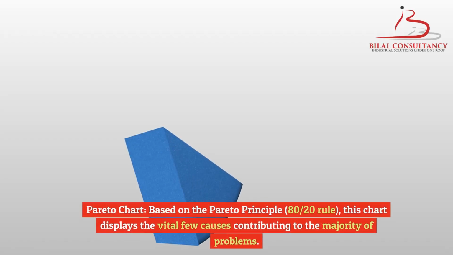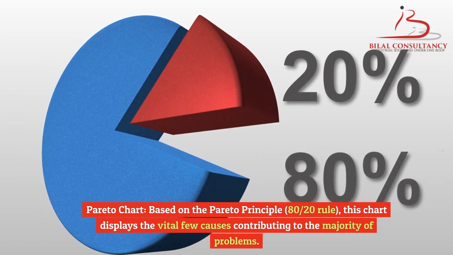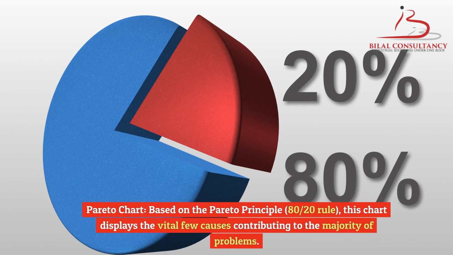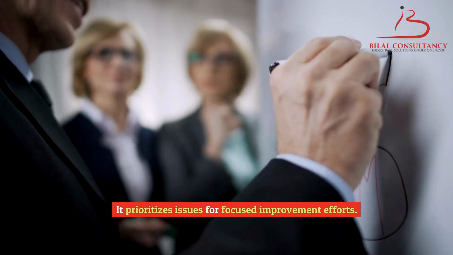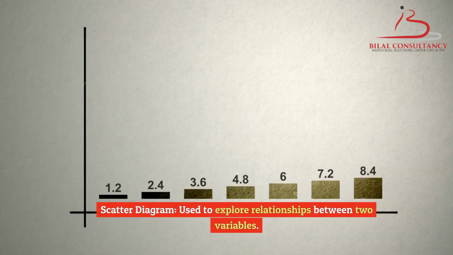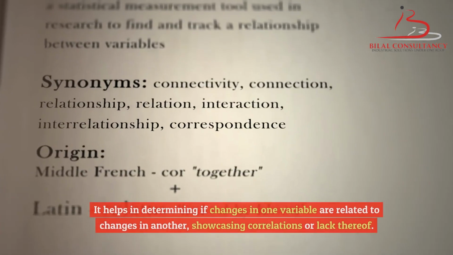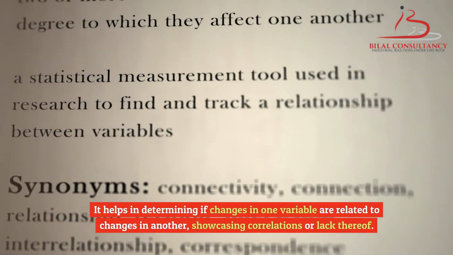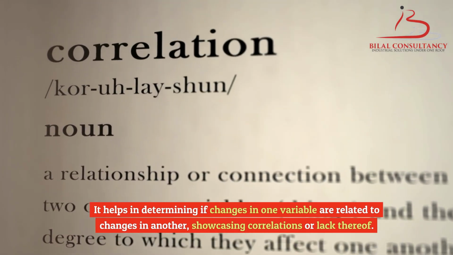Pareto chart, based on the Pareto principle, 80-20 rule. This chart displays the vital few causes contributing to the majority of problems. It prioritizes issues for focused improvement efforts. Scatter diagram, used to explore relationships between two variables. It helps in determining if changes in one variable are related to changes in another, showcasing correlations or lack thereof.